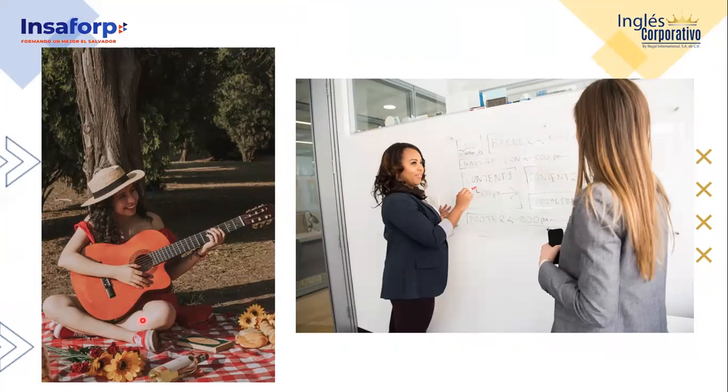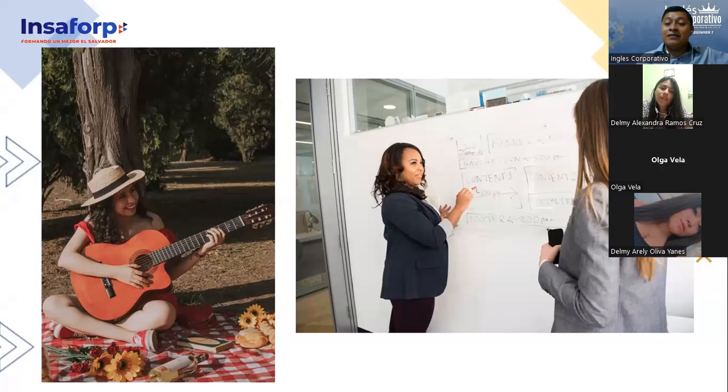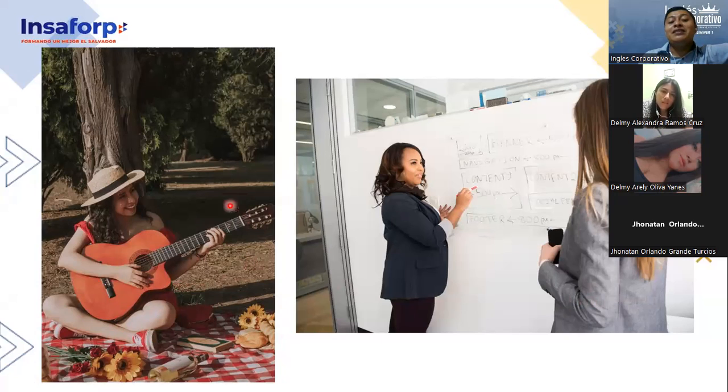¿Qué más? ¿Cómo se llama esto cuando uno va a comer al parque o hacia el campo? Picnic. She's having a picnic. Summer. And where is she playing the guitar? ¿En qué lugar está? Park. In the forest or in the park. At the park. Thank you.